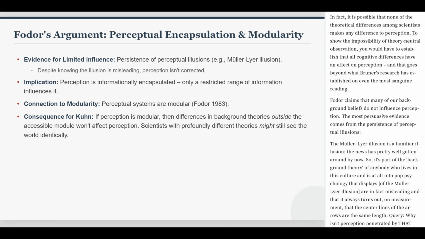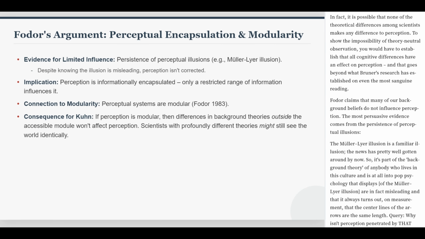Why? Fodor argued this strongly suggests that perception is informationally encapsulated. It's somewhat shielded from higher-level cognition. Only a limited set of inputs can influence the output of our perceptual systems. This connects to his broader theory of perceptual modularity. If perception is modular, then differences in our background theories, especially those theories that are inaccessible to the perceptual module, won't affect what we see.